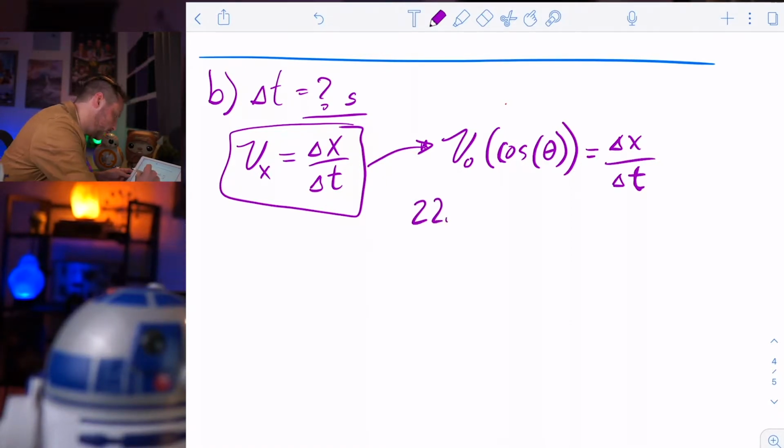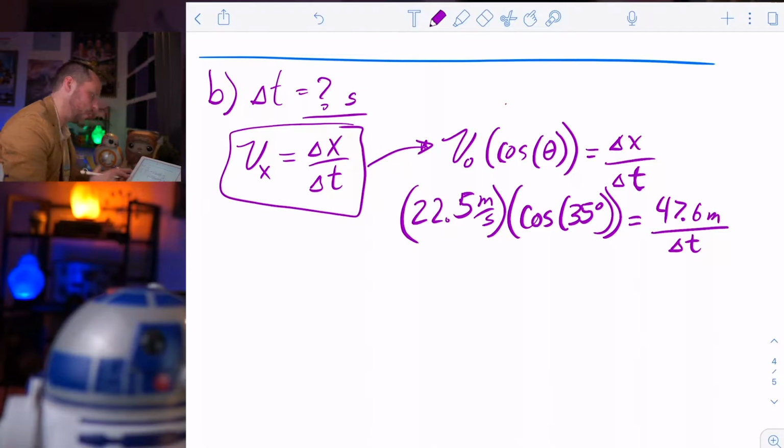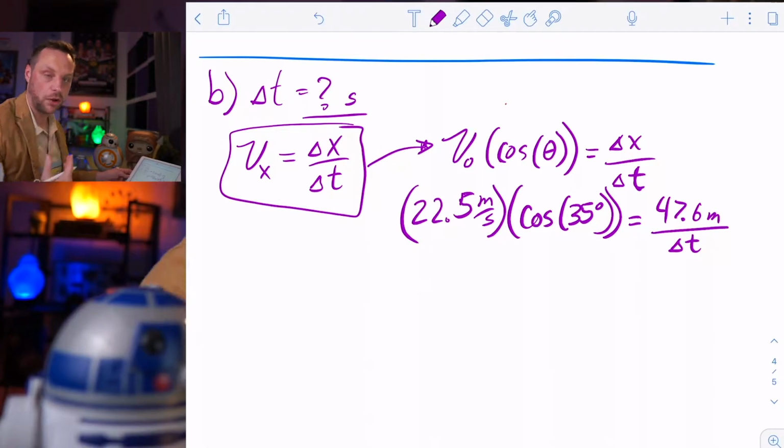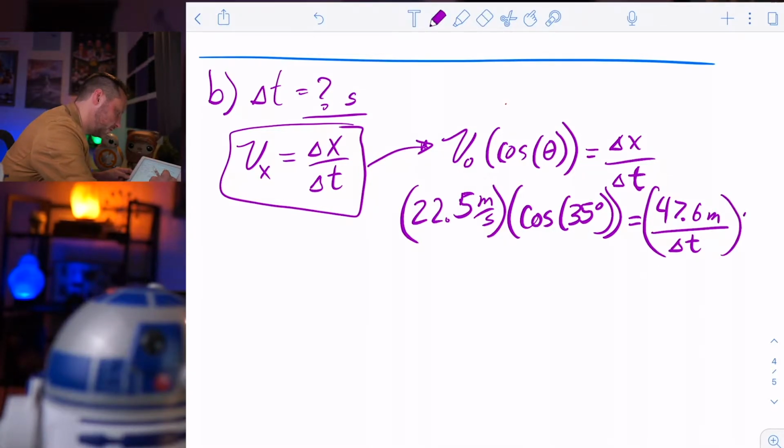So our initial velocity was 22.5 meters per second. I'll put parentheses around that, times cosine of 35 degrees, parentheses, equals displacement, 47.6 meters, divided by change in time. So the only thing we don't know is change in time. We can just solve for it using our sweet algebra skills. Let's go ahead and multiply both sides by delta t.